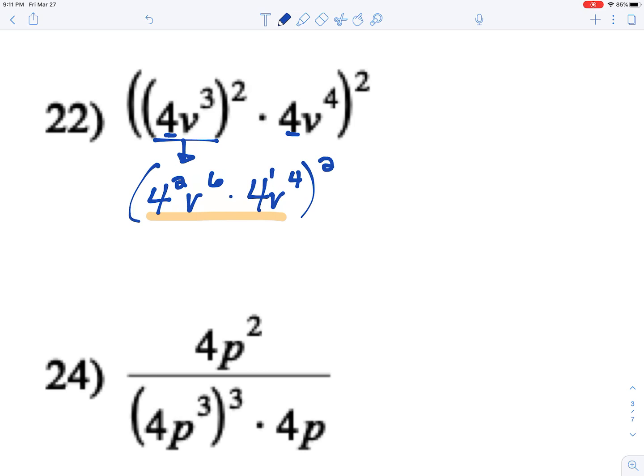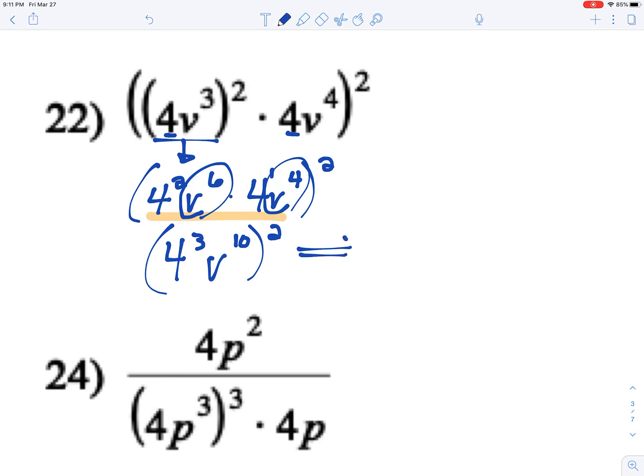4 squared times 4 to the 1st is 4 cubed. And now I'll deal with the v's. V to the 6th times v to the 4th. Oh, I had that before. That's v to the 10th. That is still all squared. Now, behold, 4 cubed squared.